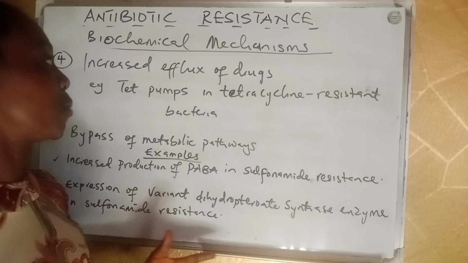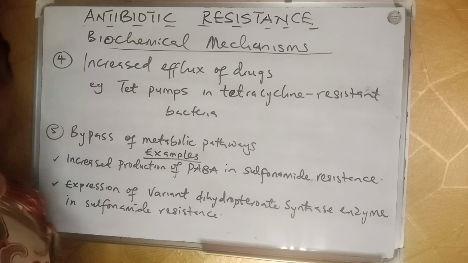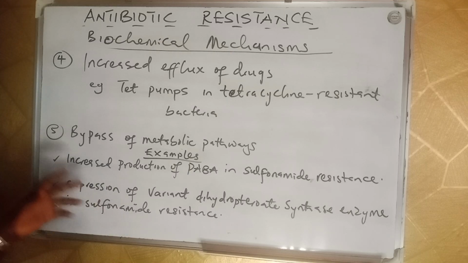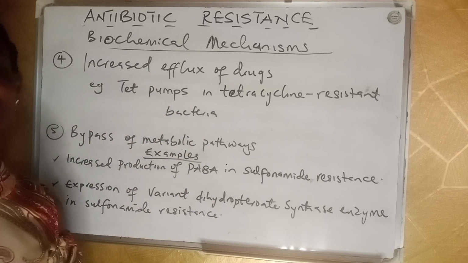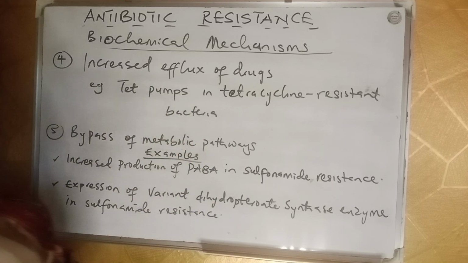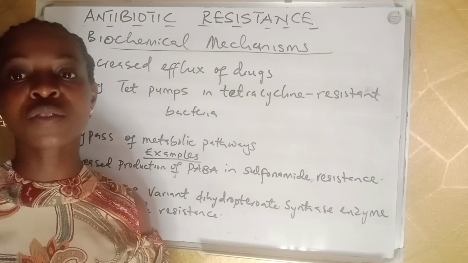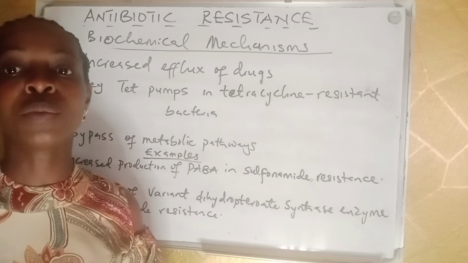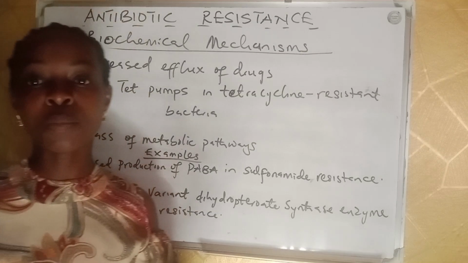The fourth biochemical mechanism by which microorganisms resist antibiotics is the increased efflux of drugs out of microbial cells. Drugs need to reach a particular concentration in microbial cells to function, which we call the therapeutic level. Without drugs reaching this particular level in cells, they may not be able to function.